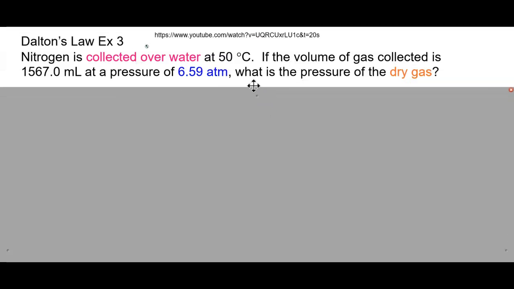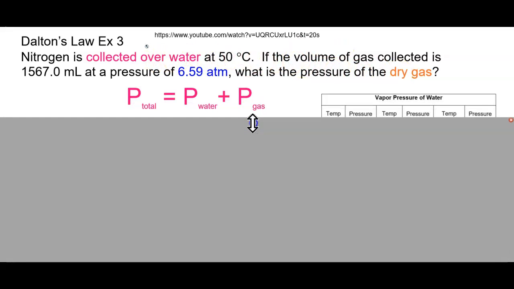Okay, so now we have example 3. It says nitrogen is collected over water. I made that pink for a reason, at 50 degrees Celsius. The volume of the gas collected is 1567.0 milliliters at a pressure of 6.52 atm. What is the pressure of the dry gas? So we know if we read through this, the only gases that are described are water vapor, because it's collected over water, and dry gas.